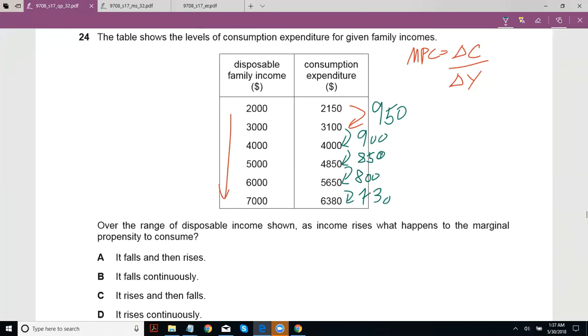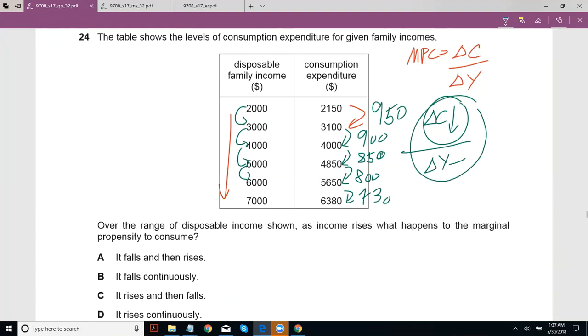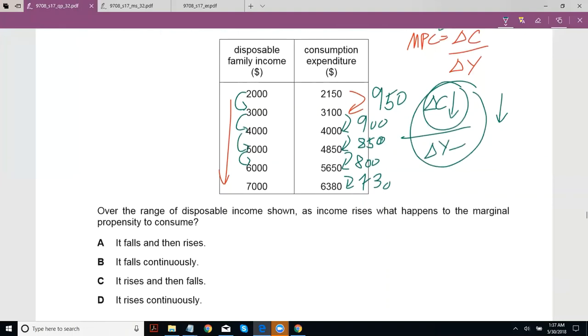And so you can see that the change in consumption expenditure, the important part, is decreasing. But look, if you look here, the change in income shown is always 1,000. So your change in income is the same, which means that your overall fraction, which is your MPC, should be decreasing continuously. So that's B.